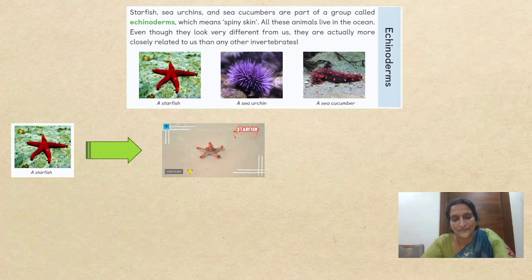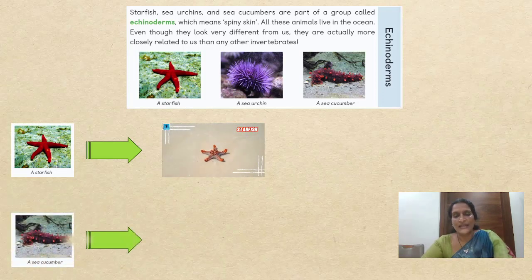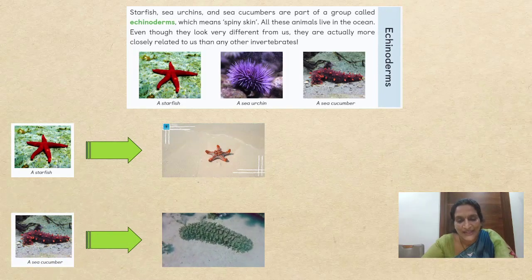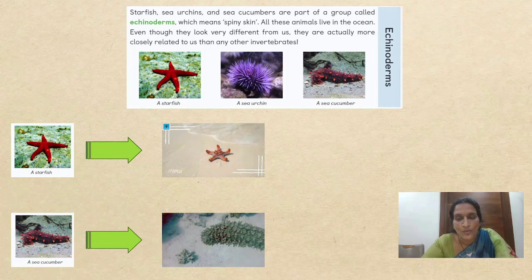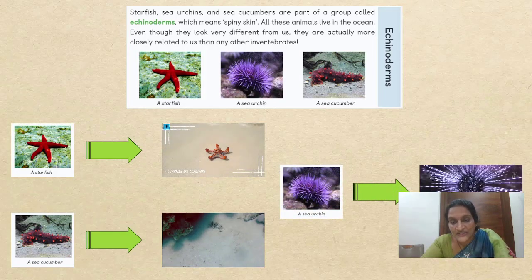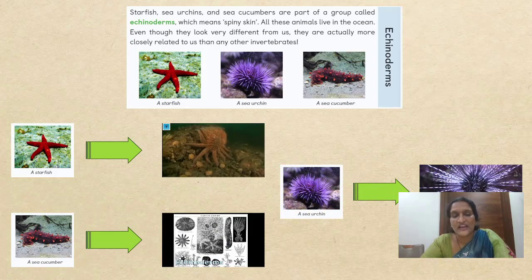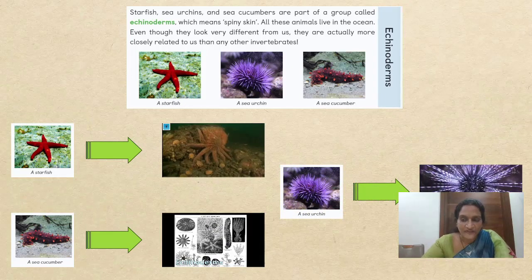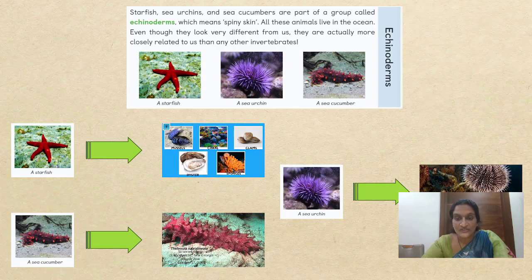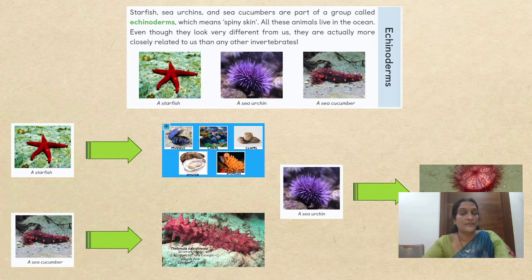Starfish. Okay children. The next one is sea cucumber. Looking like a cucumber but with spiny skin. Sea cucumber. And a beautiful animal, sea urchin. Starfish, sea cucumber, sea urchin. I will conduct a pictorial quiz on this.